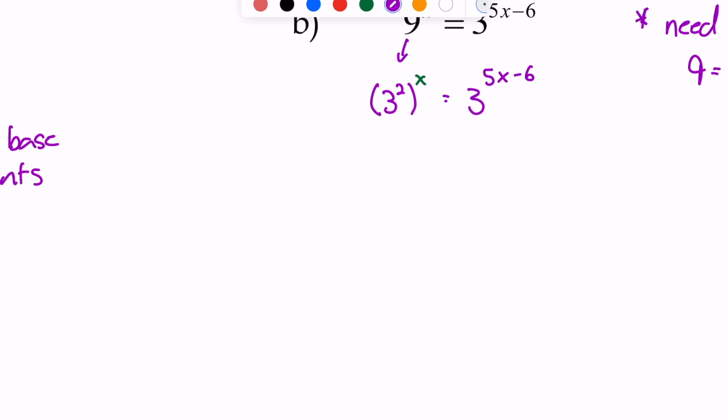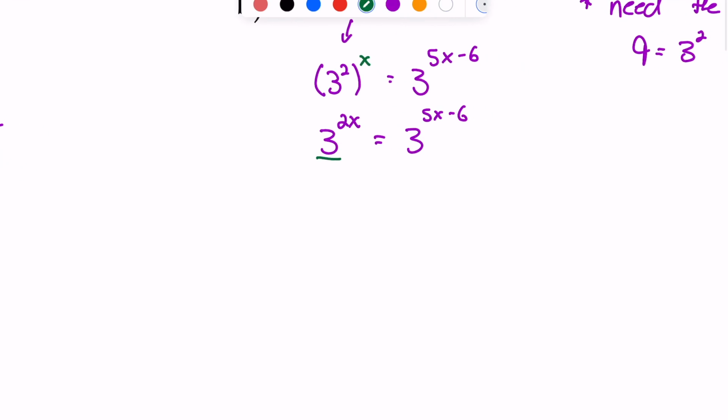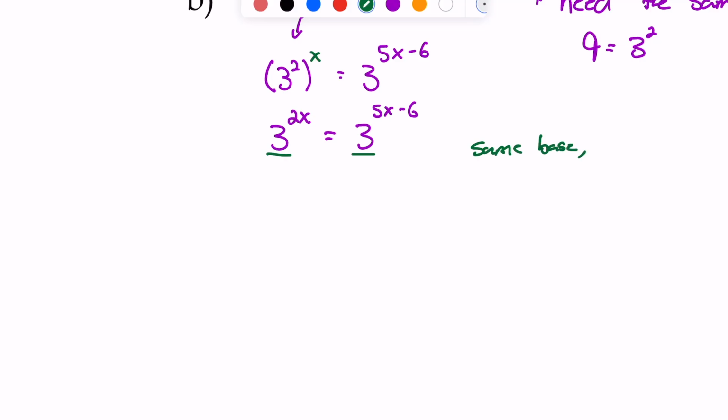All right, well, first we have this bracket here. Let's get rid of that bracket, all right? So we have an exponent of 2 being put to an exponent of x. So we now have 3. We have to use our multiplication, or power to a power. So that's 3 to the 2x. And then on the right side, you still have 5x minus 6. So now we have the same base. So equate exponents. So same base, equate exponents.